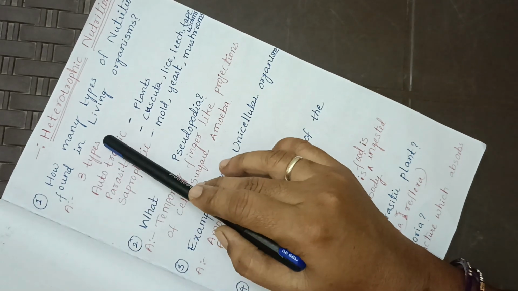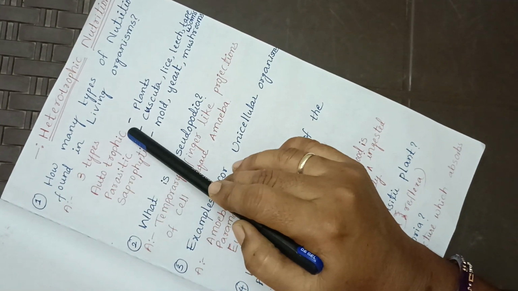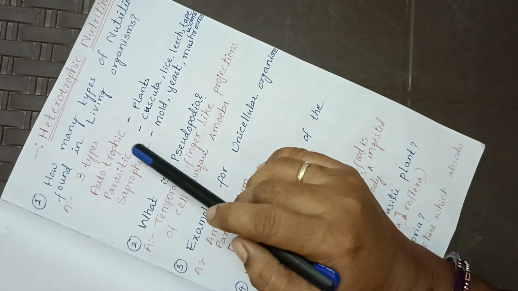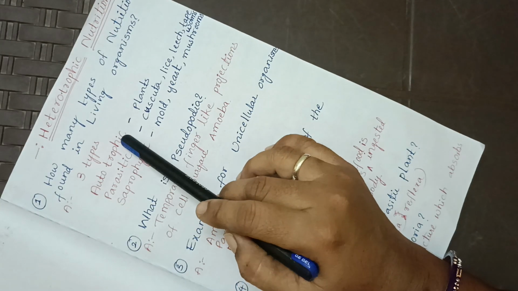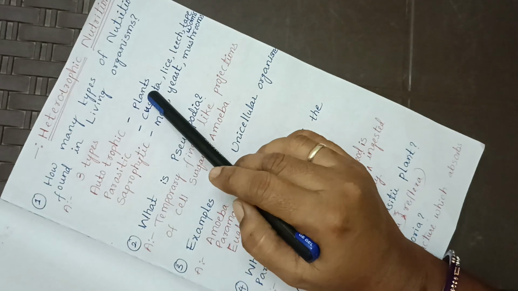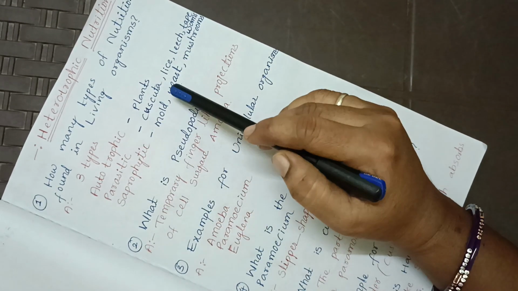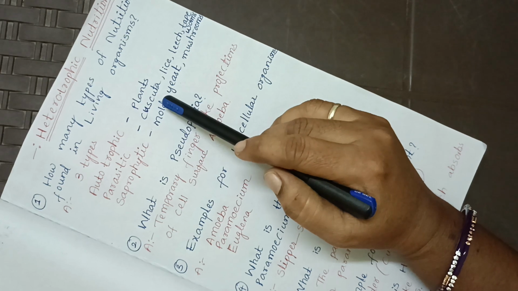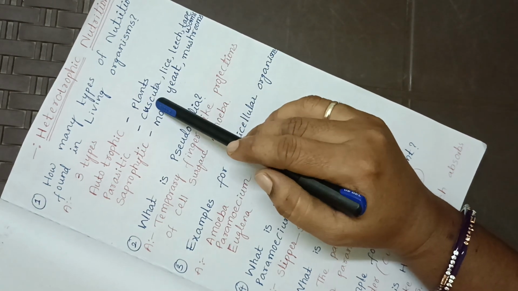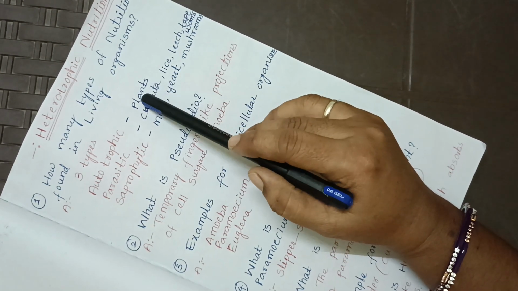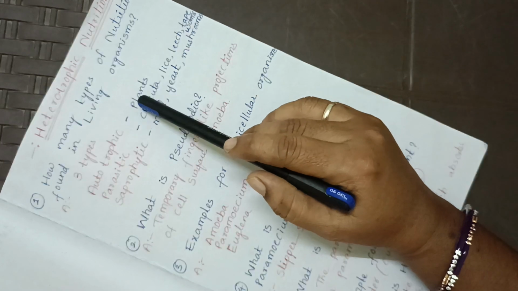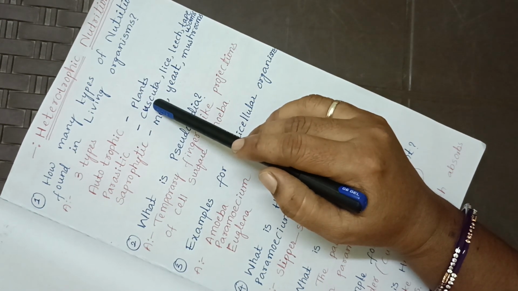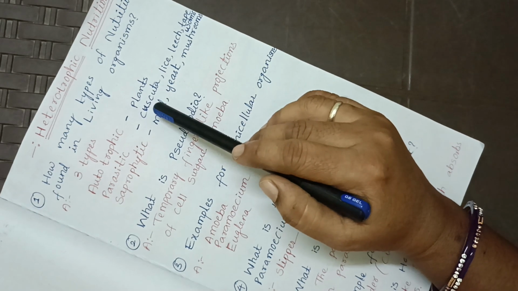There are three types. First is autotrophic nutrition, parasitic nutrition, and saprophytic nutrition. I'll give examples also. For autotrophic nutrition, obviously plants. Parasitic nutrition, some animals and some plants are also parasitic. Here cuscuta is a plant. I said plant is autotrophic nutrition, but some types of plant like cuscuta are also related to parasitic nutrition.